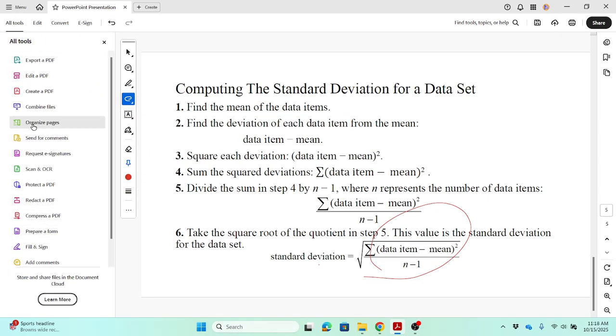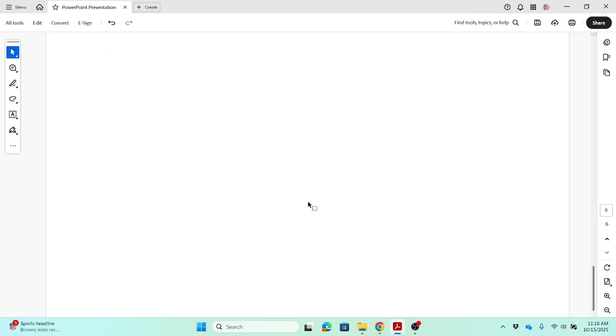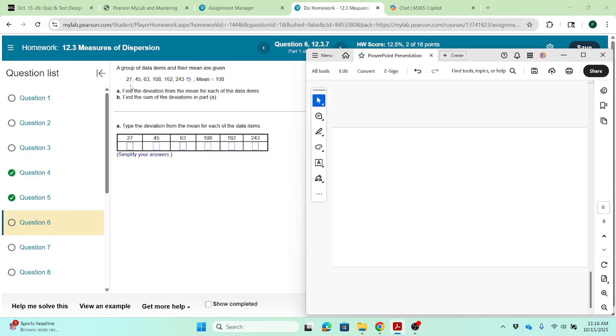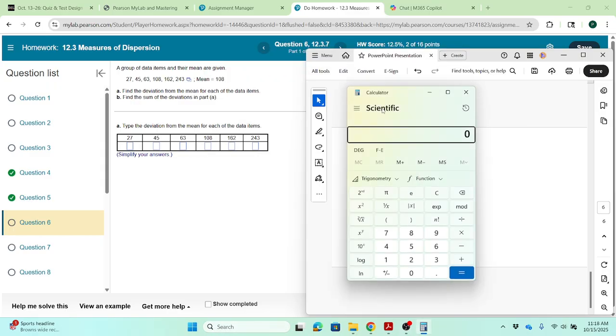So let's do that here. One question. A group of data items and their mean are given. Find the deviation from the mean for each of the data items. So these are the data items and this is the mean. Deviation means find the difference between them. You can manually do it using your calculator, or you can use StatCrunch. That's up to you. Because the data set is very small, I'm going to do it manually.